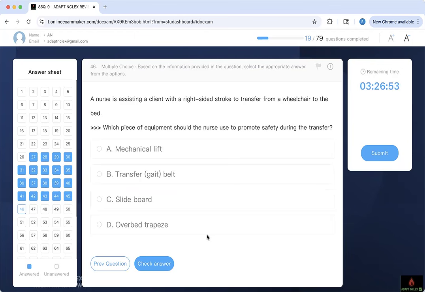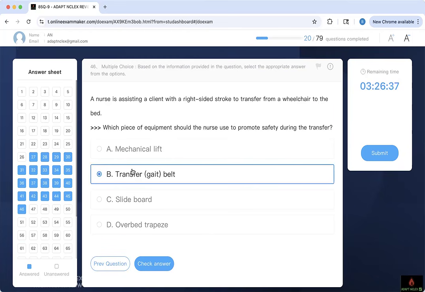This is basic care and comfort. How are you doing with that? Are they hard? No. It's something you know. Apply your knowledge. Apply the concept. Mechanical lift is for somebody who does not bear weight at all. This patient bears weight, so it's gone. Transfer gait belt is the right answer. Yeah, they can bear weight, and you can transfer them because one side is weaker. Slide board is basically you're moving them completely. Overbed trapeze is for an orthopedic injury patient.